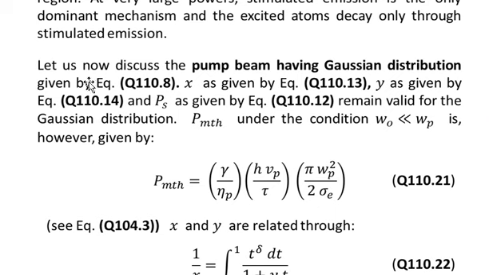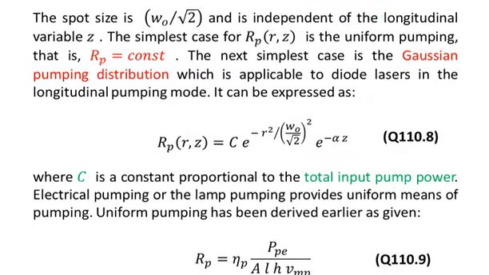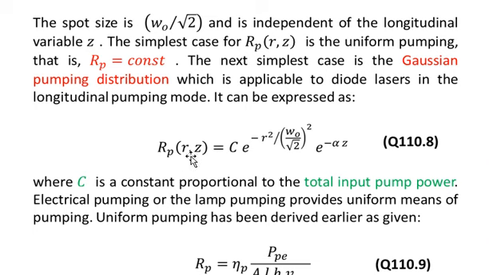Let's now discuss the pump beam having a Gaussian distribution given by equation number 8. So let me show you equation number 8 again. So this is the pumping. This is the pump power, rate of pumping, and you know that on the right hand side we have the Gaussian distribution, and this is along the longitudinal direction, where the parameter z is along the longitudinal axis.